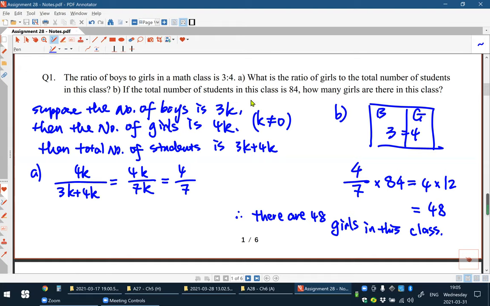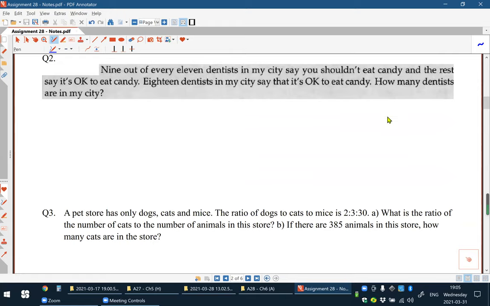No, okay, let's see question two. 9 out of every 11 dentists in my city say you should not eat candy and the rest say it's okay to eat candy. 18 dentists in my city said that it's okay to eat candy. How many dentists are in my city? Okay, so we can use the equation method to solve this question.